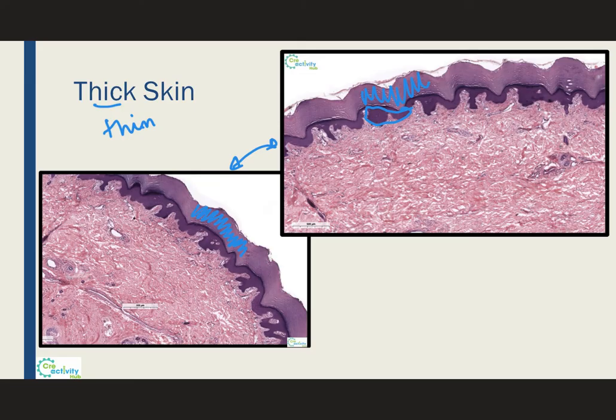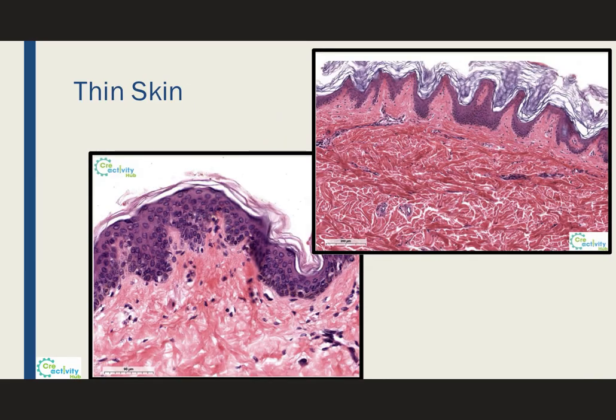However, still on this slide, I want you to notice the thickness of the keratin layer, and we will compare it to the thin skin on the next slide. So again, this is the thin skin. Notice how the keratin layer is not as thick as the one found in thick skin. So this is why this is called thin skin and the other one is called thick skin, mainly because of the difference in the width of the keratin layer.